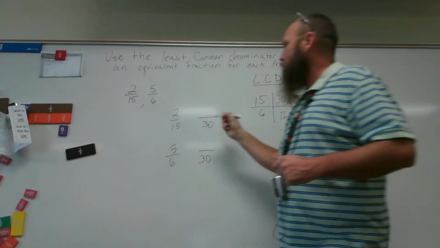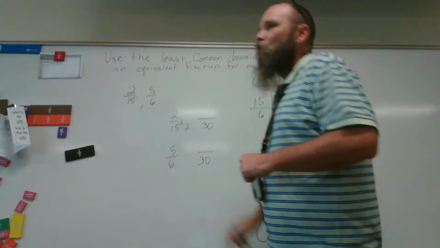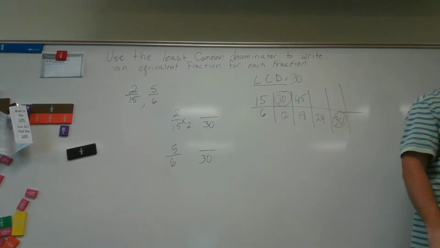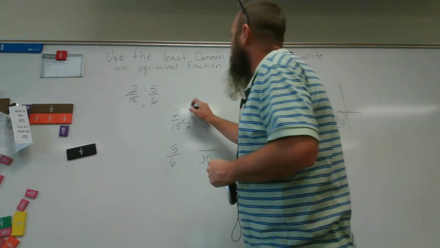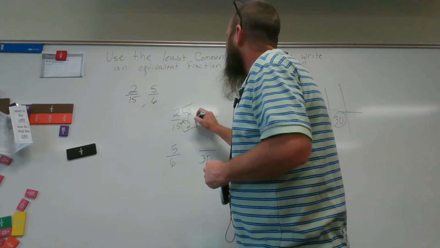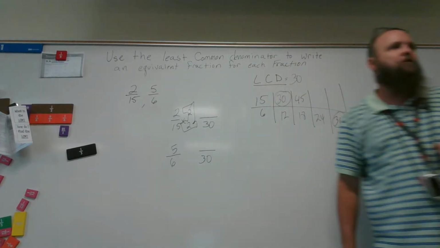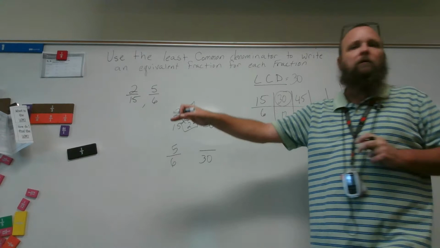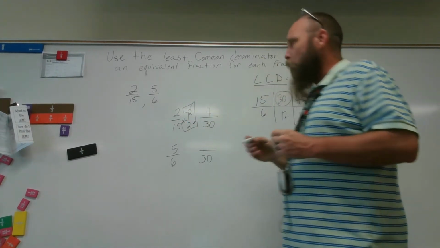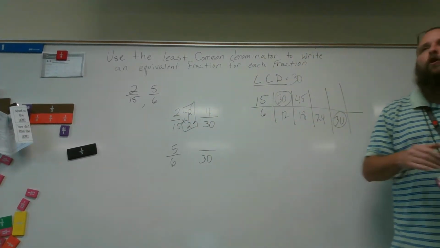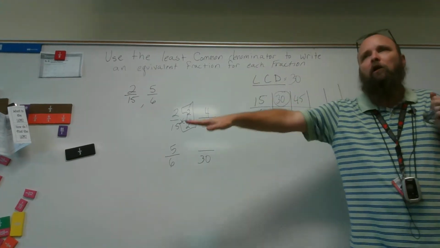So if I multiply my denominator by 2 to get 30, I have to do the same thing to my numerator because I'm multiplying by a fraction that equals 1. 2 times 2 is what, Ava? 4. Good job. So 2 15ths and 4 30ths are equal.